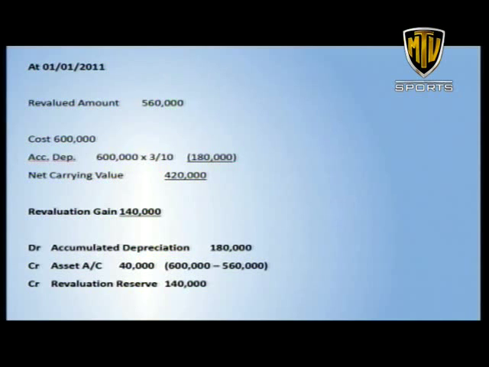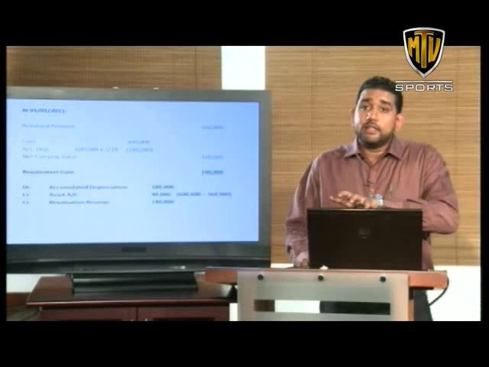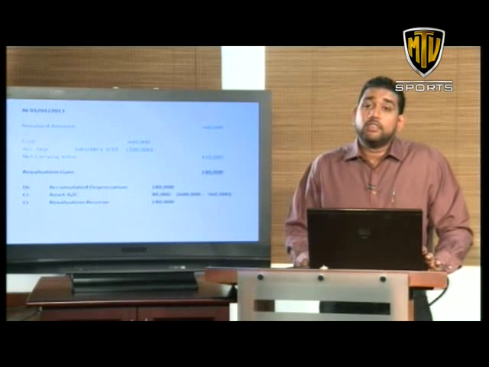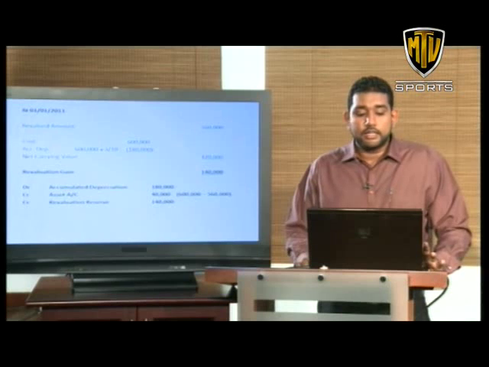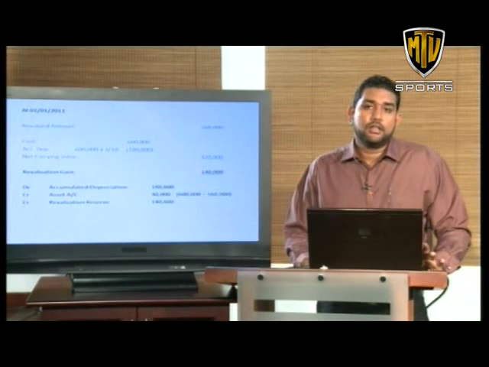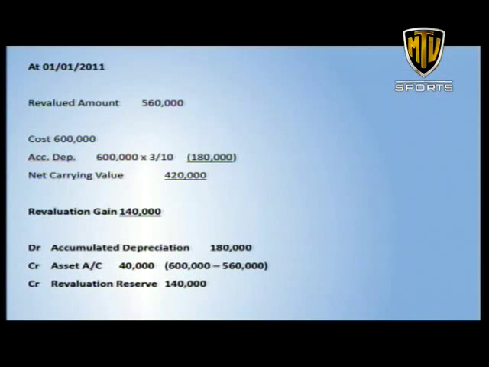But when you look at the carrying value, the value that we have in the financial statements, cost is $600,000, useful life is 10 years, already depreciated for 3 years, accumulated depreciation is $180,000. So that gives us a net carrying value of $420,000. So when you compare the carrying value of $420,000 with the revalued amount of $560,000, you can see that there is a revaluation gain of $140,000. Revaluation is for $560,000, net carrying value is $420,000. So as you can see, the carrying value is less than the revalued amount.